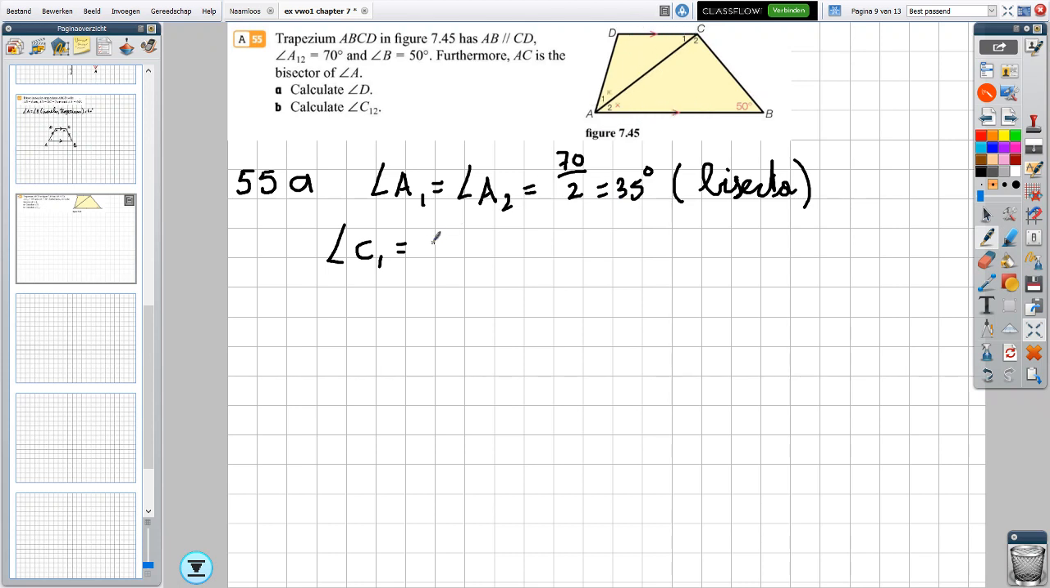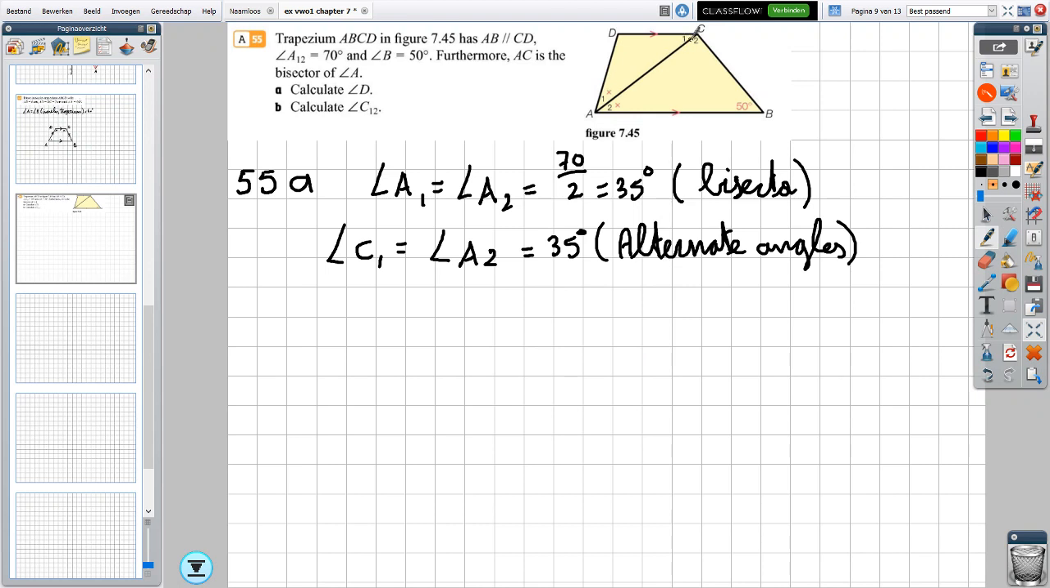So angle C1 is actually the same as angle A2. Here is the Z form, which means this one and this one are the same. And I know how many degrees that is. That is 35 degrees, right? Why is this true? Remember to write this down. Because of alternate angles.